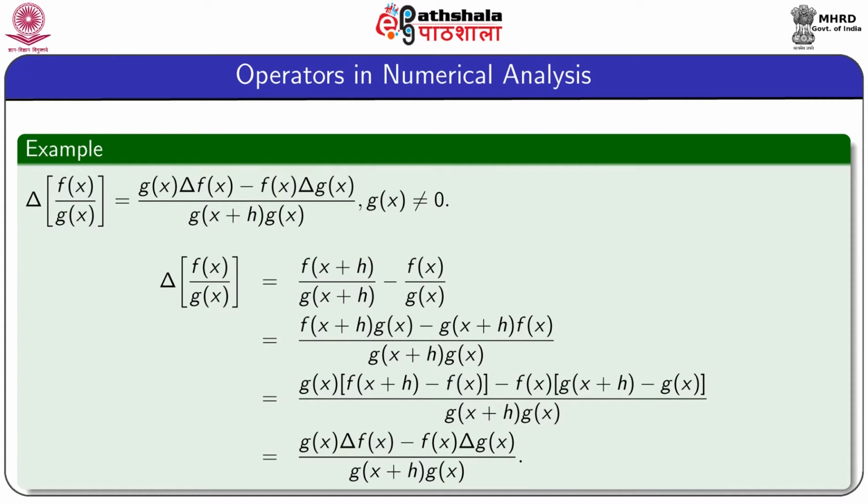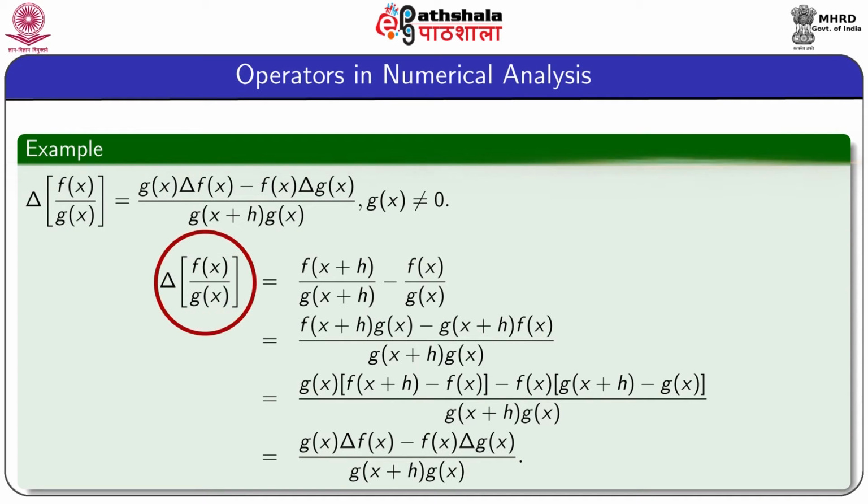Let us consider one example to describe the nature of the forward difference operator. The forward difference operator of f(x) by g(x) is equal to g(x) into delta of f(x) minus f(x) into delta of g(x), whole divided by g(x+h) into g(x), provided g(x) is not equal to 0. If it is equal to 0, then the entire thing is undefined. Now, we prove this result in the following lines.